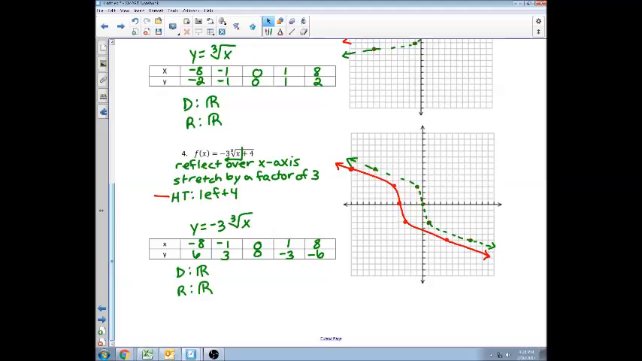The most important thing to remember here is this is going to be extremely close to what we do with the square root functions. Your domain and range, if I have a cube root, are always all real. And the x values in my table are always going to be negative 8, negative 1, 0, 1, and 8 when I have a cube root function.